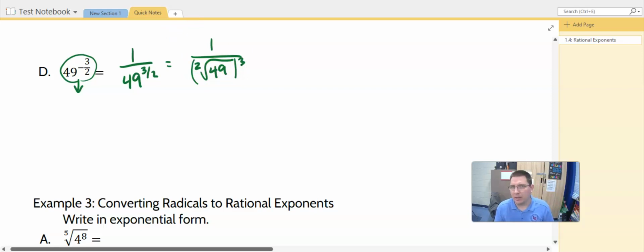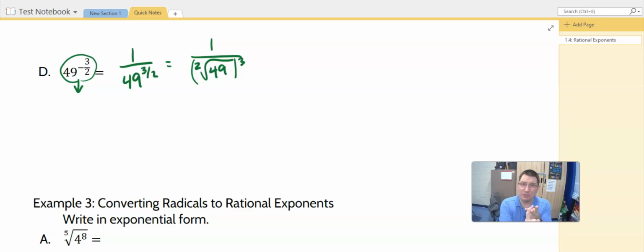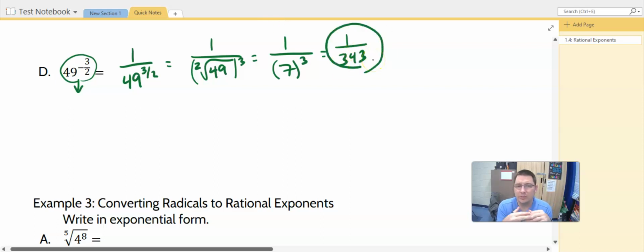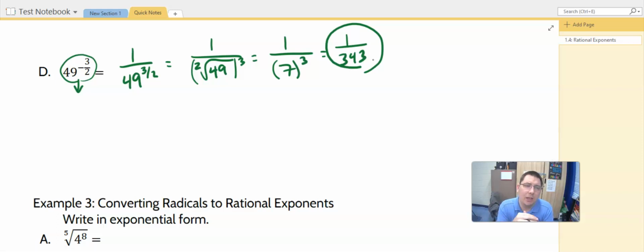And so again, we'll break this down piece by piece. The square root of 49, what times itself gives us 49? Well, that's 7. And so we're going to get 1 over 7 cubed. And 7 cubed is 343, so the final answer here is 1 over 343. So we see how with that negative exponent, we still have to deal with it before we can change it from that rational exponent into the radical.